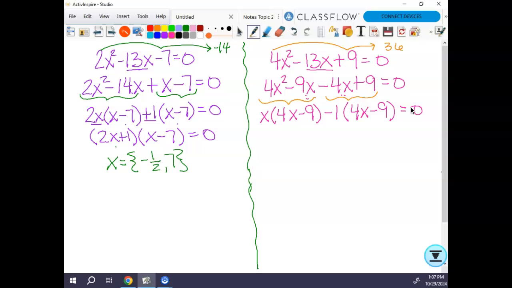Okay, everybody okay with that? Then I get x minus 1 times 4x minus 9, and that equals 0.